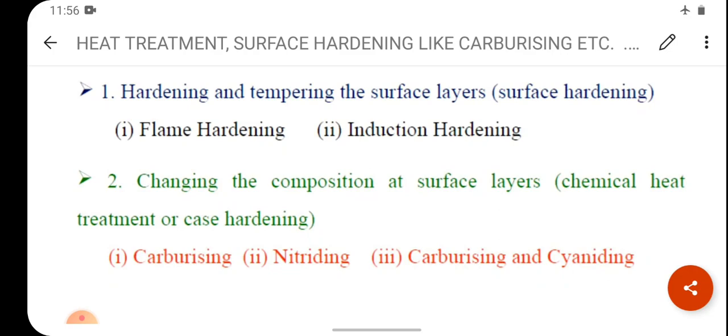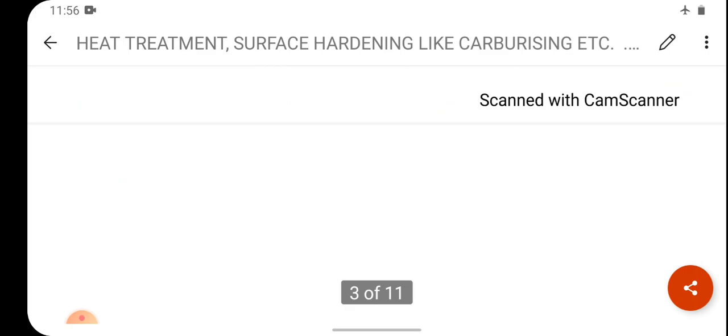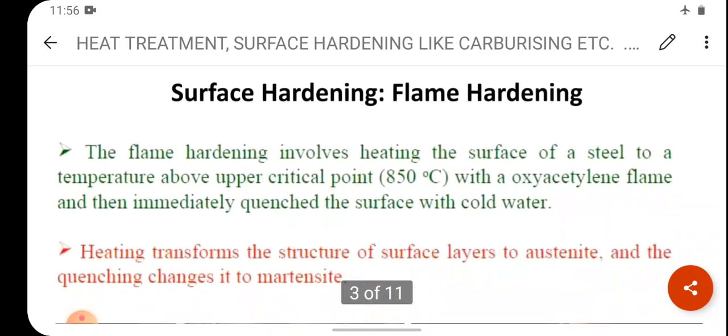Next process is changing the composition at surface layer only. It will be achieved by chemical heat treatment or case hardening process. It is further classified as, first one is carburizing, second one is nitriding, and third one is carburizing and cyaniding. So I'll explain each and every point in details in the next slides. First one is surface hardening, in which I am discussing here flame hardening process.